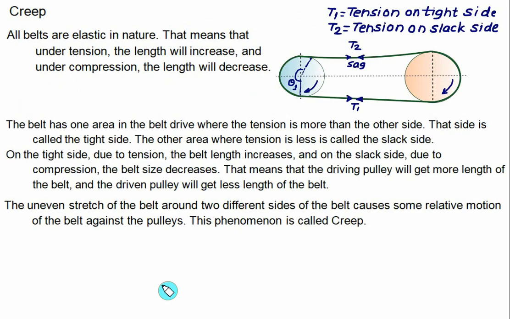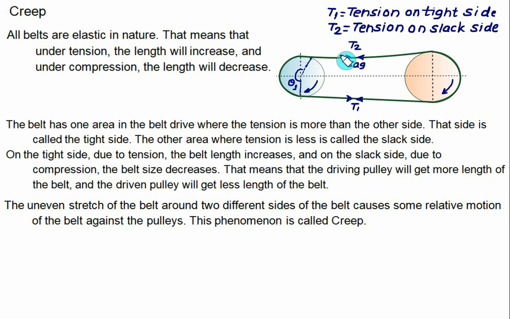Similar to the slip, we have one more concept, which is creep. When a driver and a driven pulley are connected by means of a belt, we have tension on the bottom side and slack on the top side. Because the belt is elastic in nature, under tension the member length will increase, and due to compression, the member length will decrease.